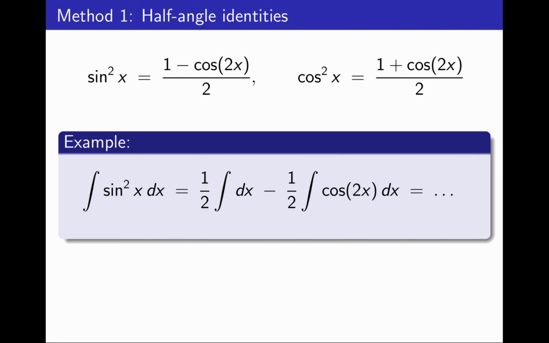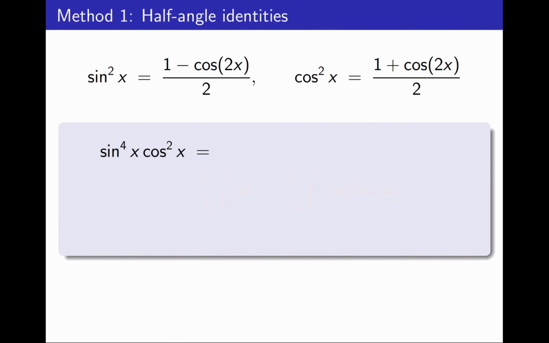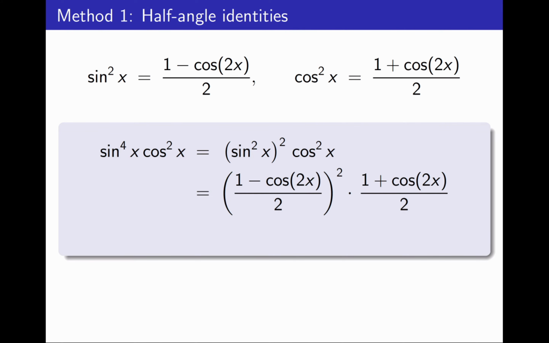The same method will work for higher even powers. For example, what can I do with sine to the 4 times cosine squared? Well, I can write sine to the 4 as sine squared squared, and then I can use the half-angle formulas. Then I expand it. I will get a sum of a bunch of terms, and they all have lower exponents. I will need to look at those terms one by one.